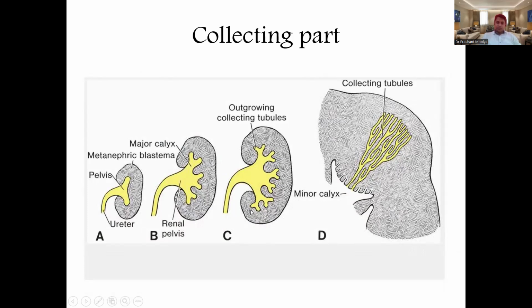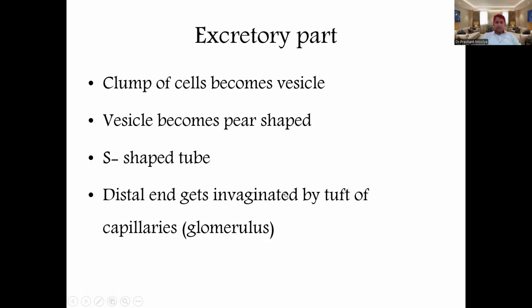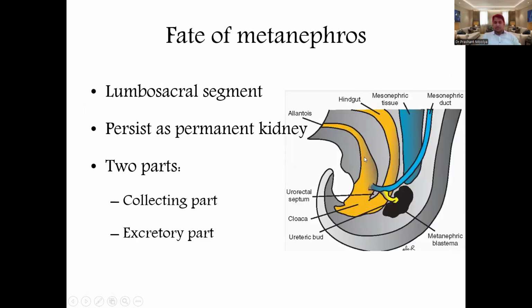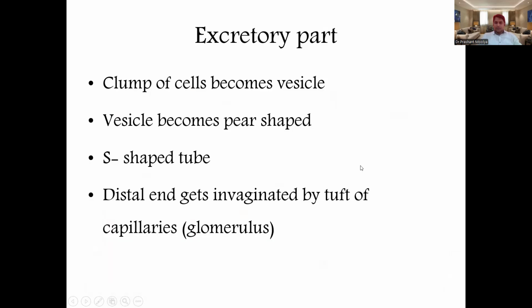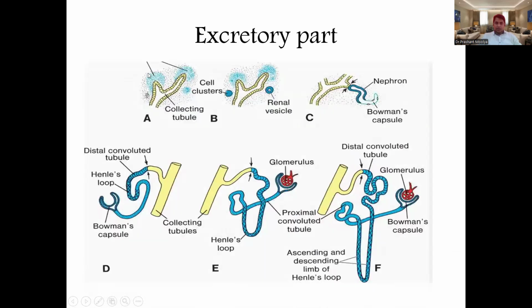The rest of the part, which forms the parenchyma of the kidney, is the excretory part of the kidney. So how are they formed? They are formed from the metanephric blastema, the cells in the lumbosacral segment. The star-colored area you can see here contributes the metanephric blastema cells. The cells clump together and later become vesicular. This is how it appears. These are the vesicles which will form your future nephron.